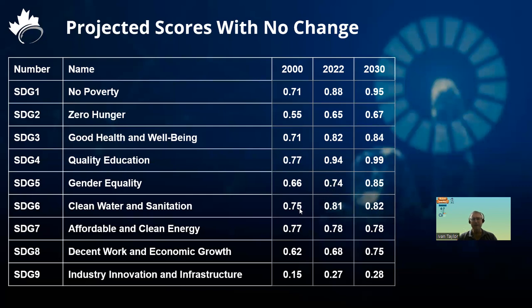Clean water and sanitation is expected to increase slightly in the future. Affordable and clean energy is about the same throughout the whole period. Decent work and economic growth is expected to increase slightly. Notice industry, innovation, and infrastructure is very low at the beginning. It is improving up until 2022, but it is not improving very much between 2022 and 2030. So those are the first 9 SDGs when there's no change in the policies.